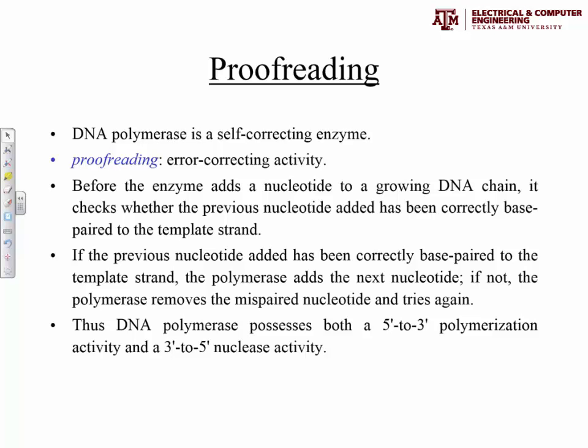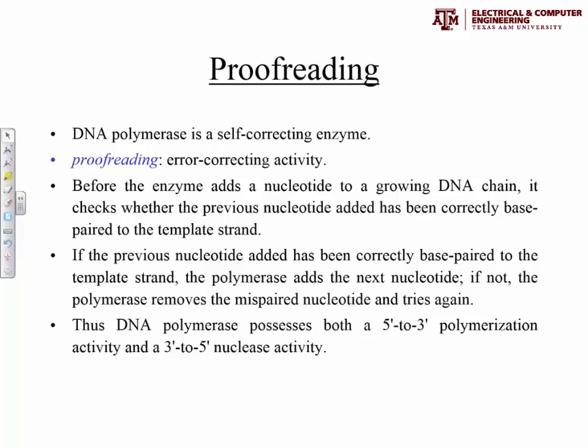If the previous nucleotide has been correctly base paired to the template strand, then the polymerase will add the next one. If it is not, it's going to go and take the previous one out. Many times we get students who are not ready, and we could send them back to high school again. We don't do that, but it's something like that. It's going to take that out, and then it will try again.